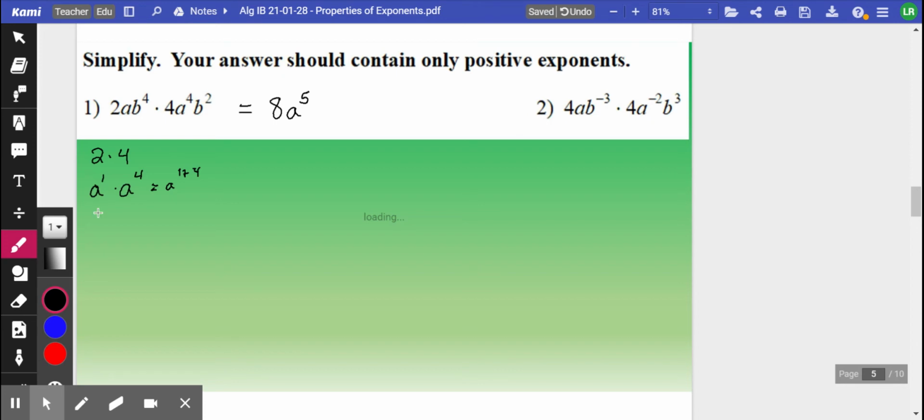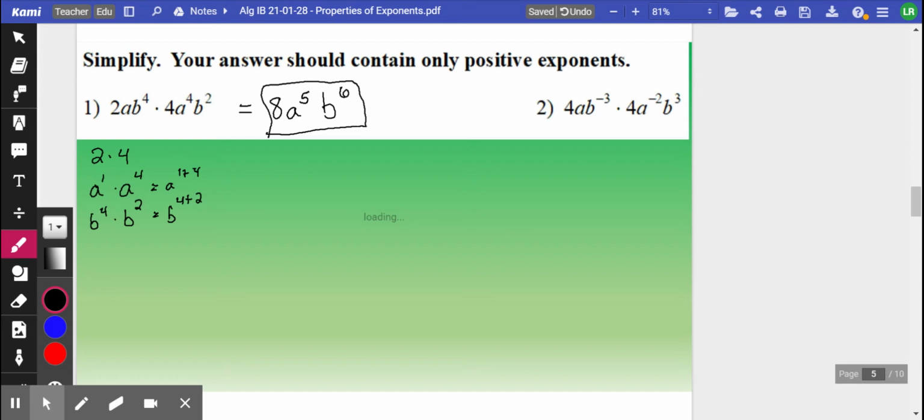With our b's, we have b to the fourth times b squared. Well, got to add those. 4 plus 2 is 6. My problem has no negative or zero exponents, so I am done. Okay. Let's look at number 2 here.